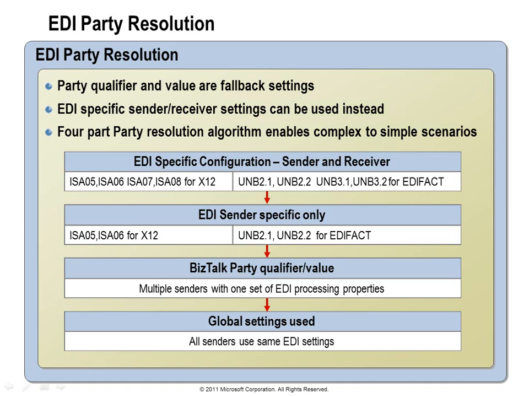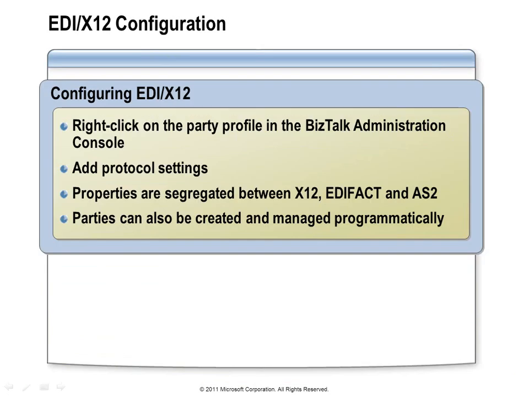If it can't find a match for both, then it may go and just look for the sender specific information only. So if we're receiving messages in and it can figure out who the sending partner is, we've got the ability to identify on our parties and our profiles what the kind of home profile is, or the in-house profile. And then it falls back to the BizTalk party information, or might have multiple senders that just have a common set of EDI processing. And finally, it'll fall back to those global settings if it can't figure out who the particular party is that sent this information.